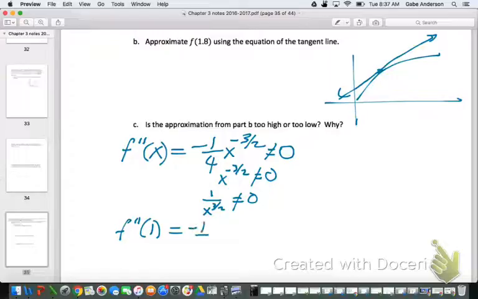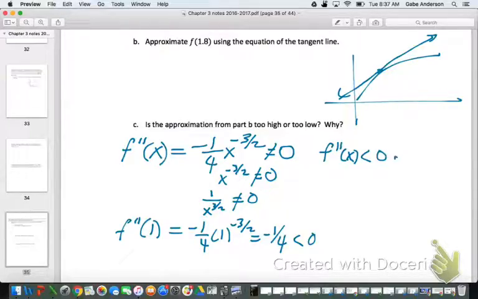Equals negative 1/4 times 1 to the negative 3/2. Well, what's 1 to the negative 3/2? 1. And times negative 1/4 is negative 1/4. What's the most important part about that number? It is negative. So I'm just going to put is less than 0. So we can say then that f double prime is negative on the interval 0 to infinity.